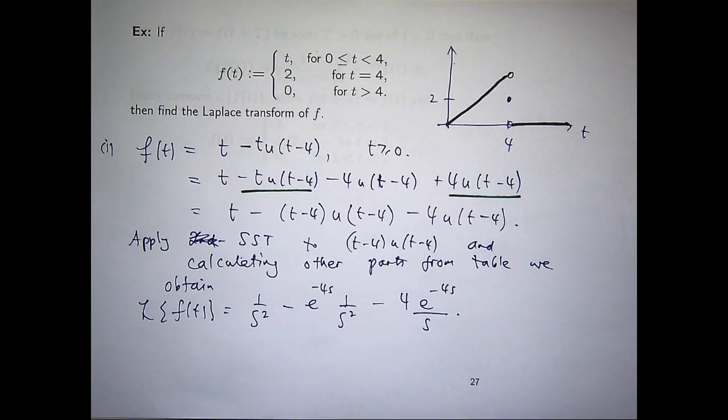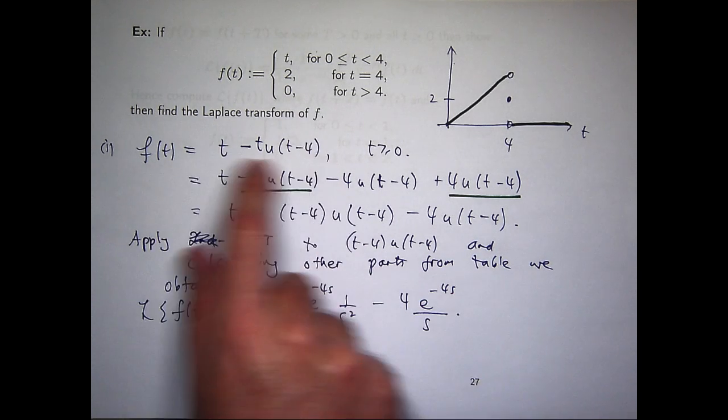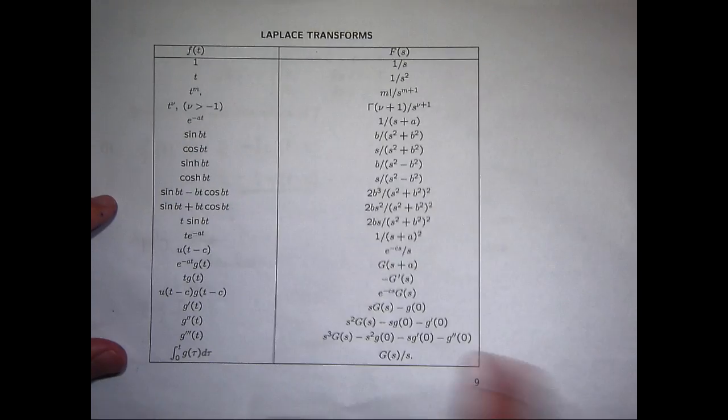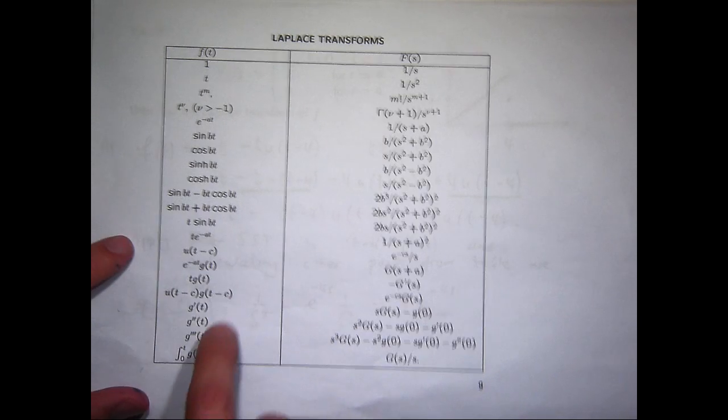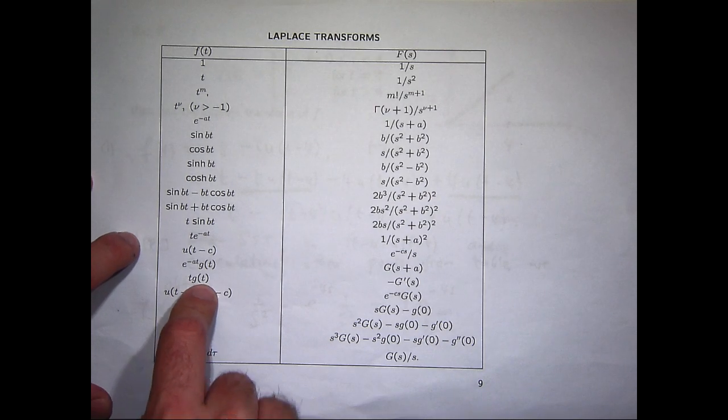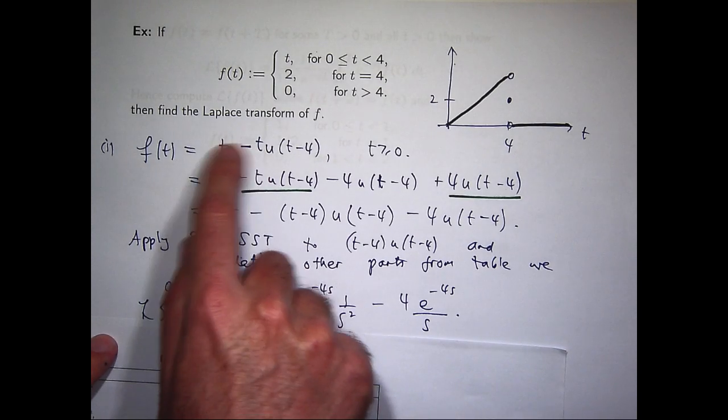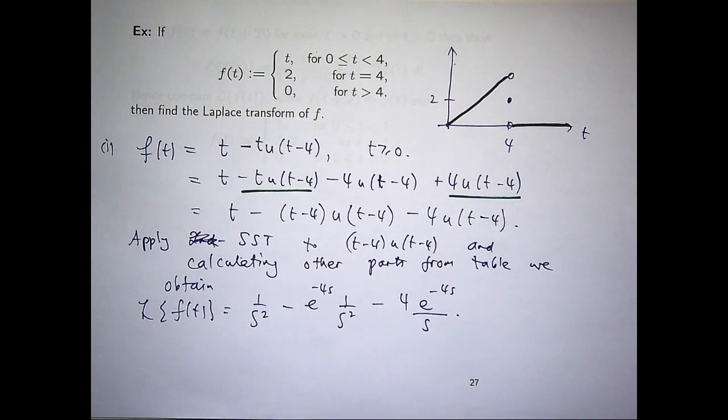Have a look down the table. Okay, I want to take the transform of that. Can anyone see a way to do it without using the second shifting theorem? Well, this line here, t times a function of t. Well, if I factorise that t, I've got t times 1 minus the step function.